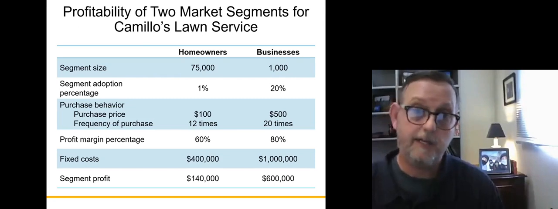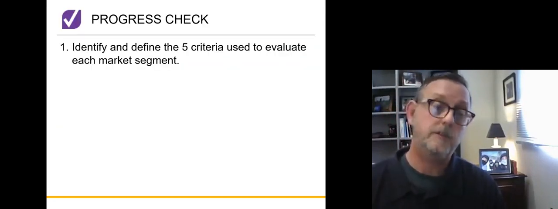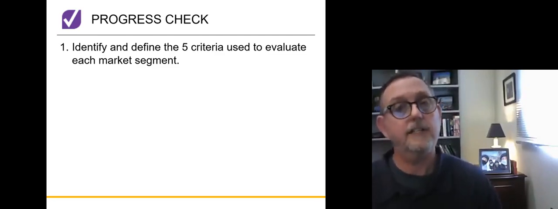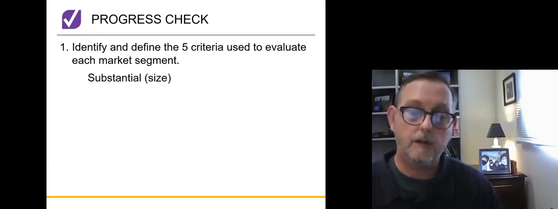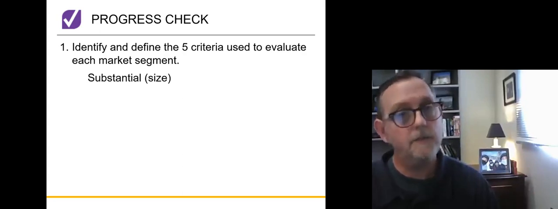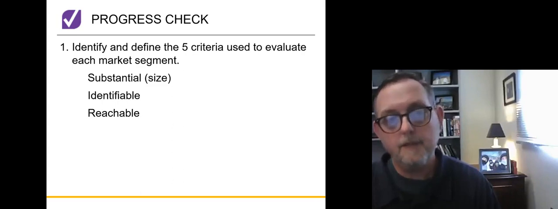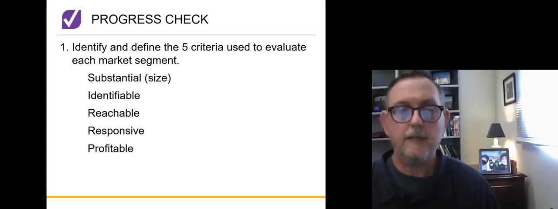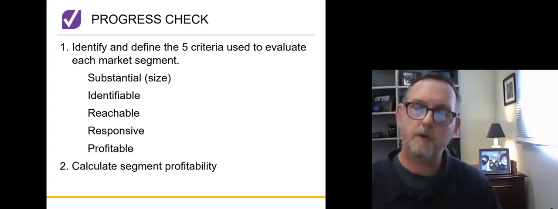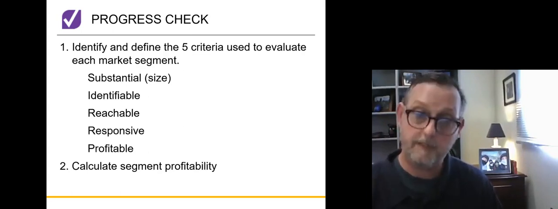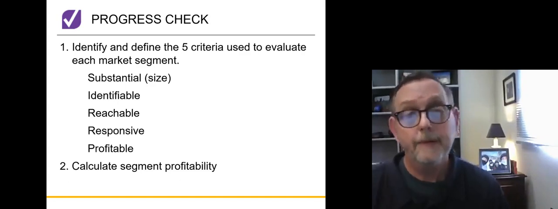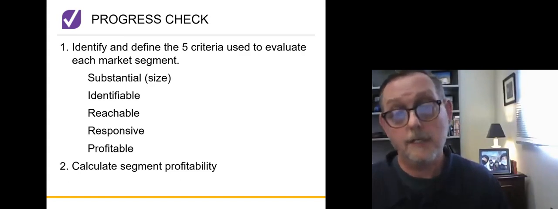Okay, so this is an example of evaluating market segments to choose and to target one that you want to go after. Okay, so identify and define the 5 different criteria used to evaluate market segments: substantiability or size, identifiability, reachability, the responsiveness of the market, and then finally profitability. And then the last thing that we want to do is actually calculate profitability using some of the data that we have available to us by segment, so that we can compare segments and understand which ones are best to go into.